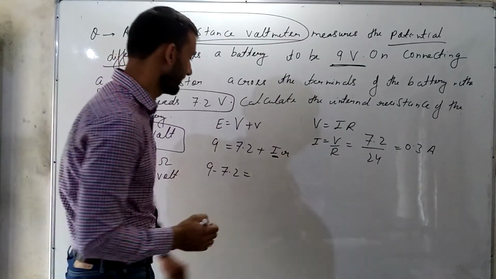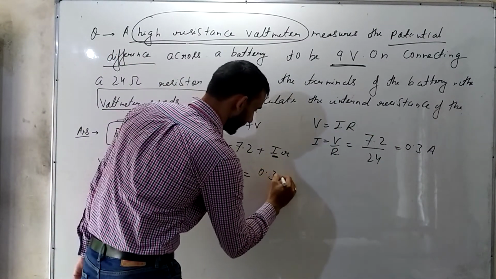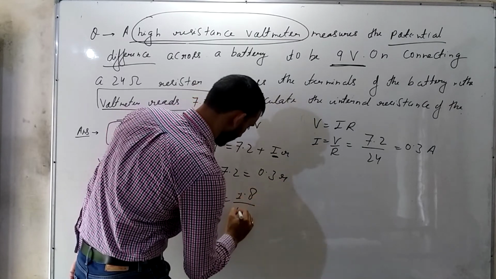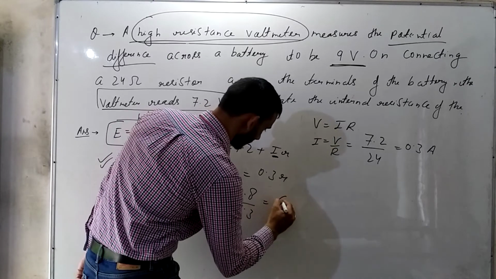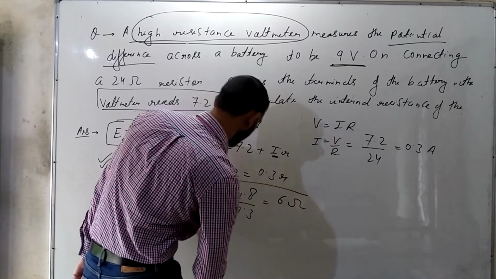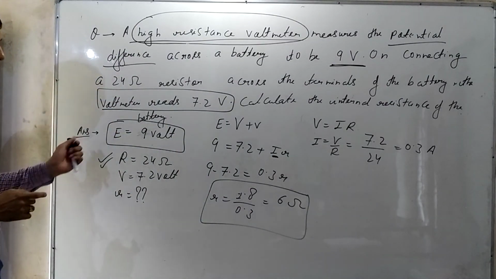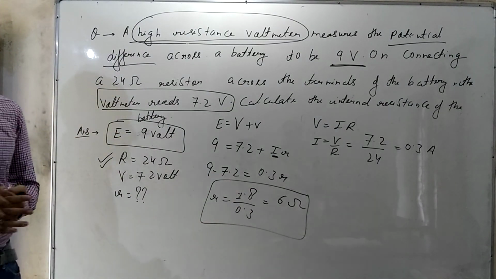You can calculate it separately. 1.8 is equals to 0.3 into r. r is equals to 1.8 upon 0.3. This will come 6 ohm. So internal resistance will be 6 ohm. So this was the numerical which as a sample I have done. Rest of them you can practice. Thank you.